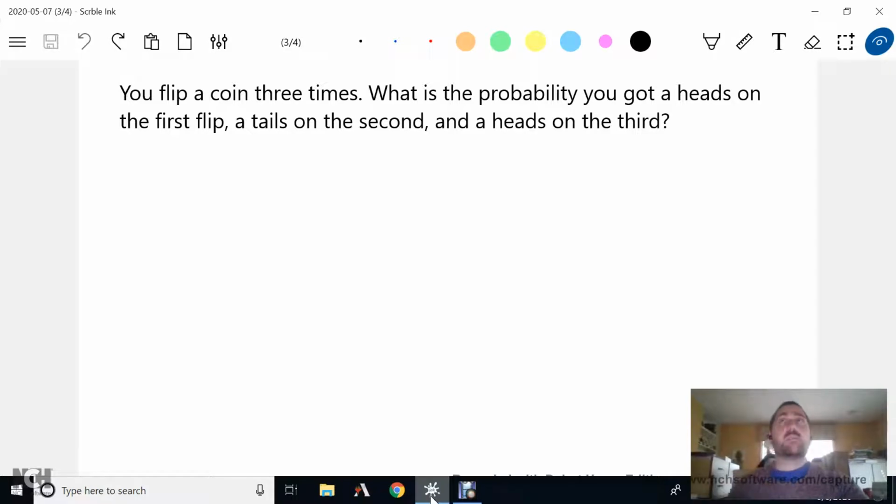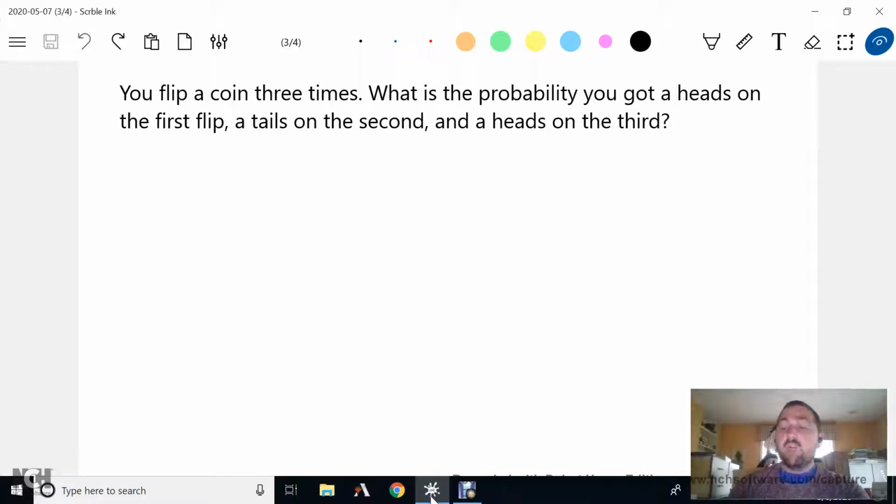This assignment is about trying to really combine some of the ideas we learned in counting with these ideas of probability, okay? So here's the kinds of questions we're going to be looking at. You flip a coin 3 times. What is the probability you get a heads on the first flip, a tails on the second, and a heads on the third? Okay, let's think through this, right?